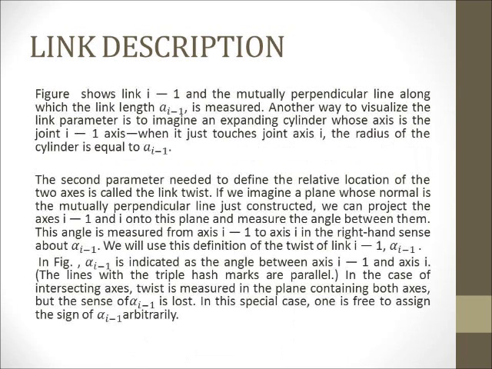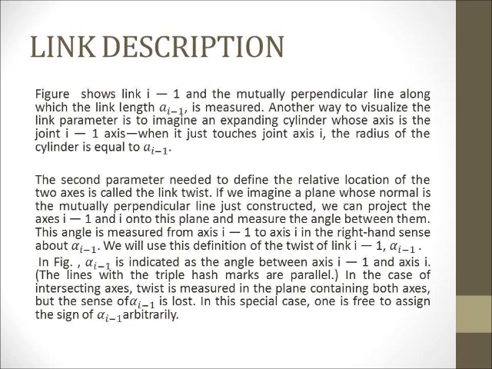The figure shows link i minus 1 and the mutually perpendicular line along which the link length a i minus 1 is measured. Another way to visualize the link parameter is to imagine an expanding cylinder whose axis is the joint i minus 1 axis. When it just touches joint axis i, the radius of the cylinder is equal to a i minus 1.